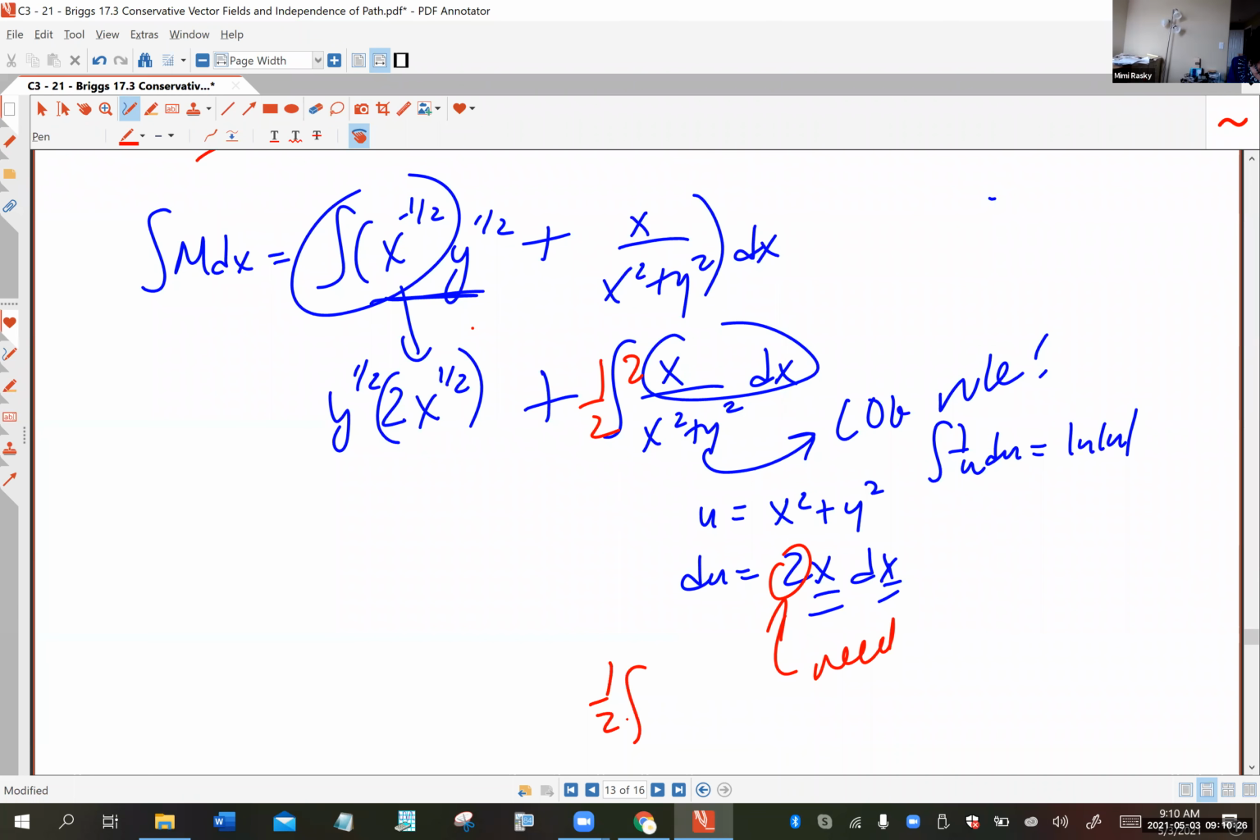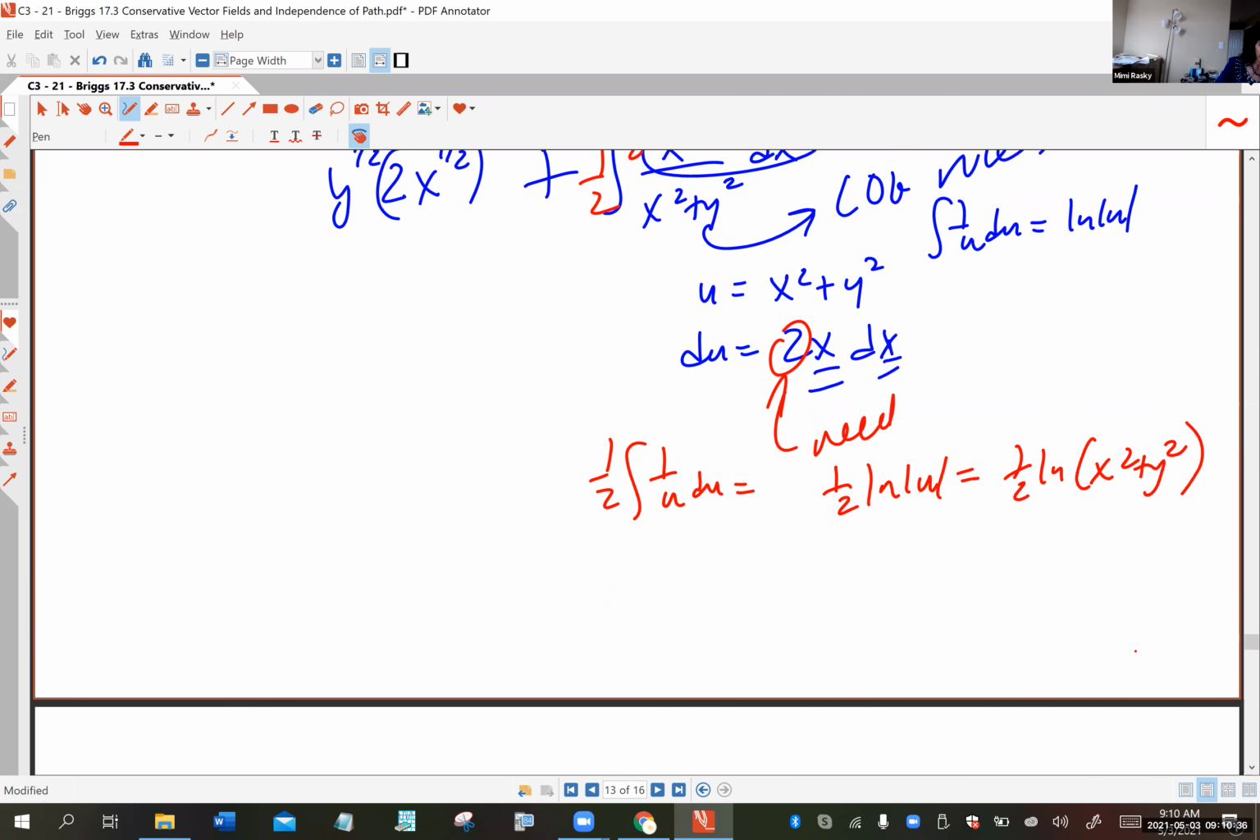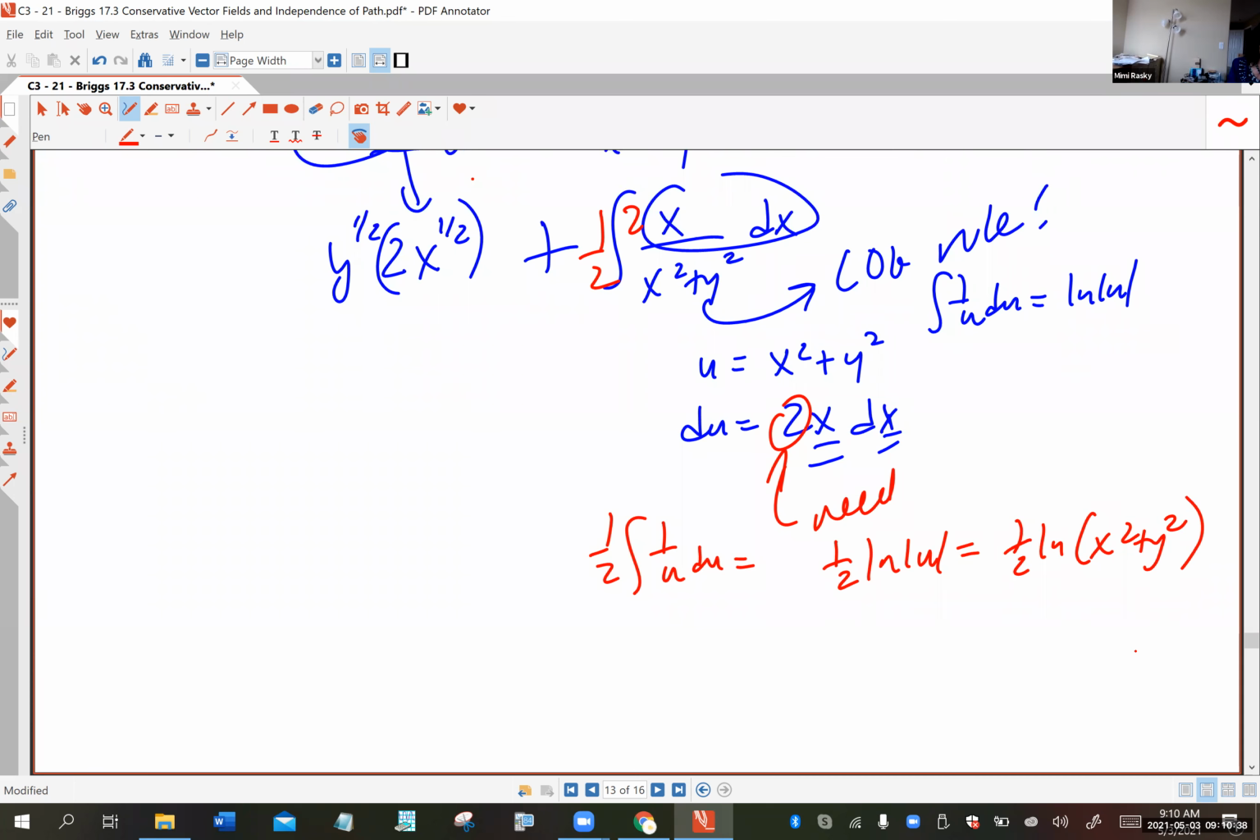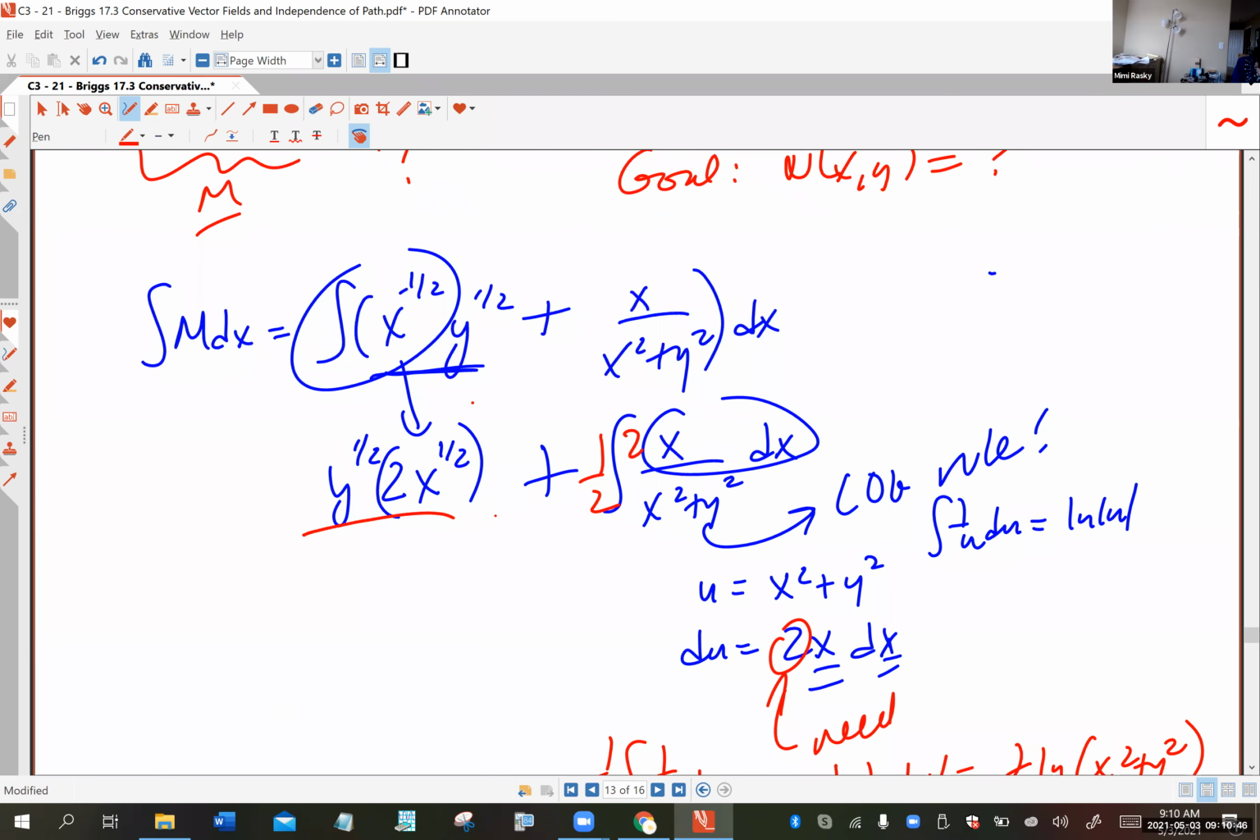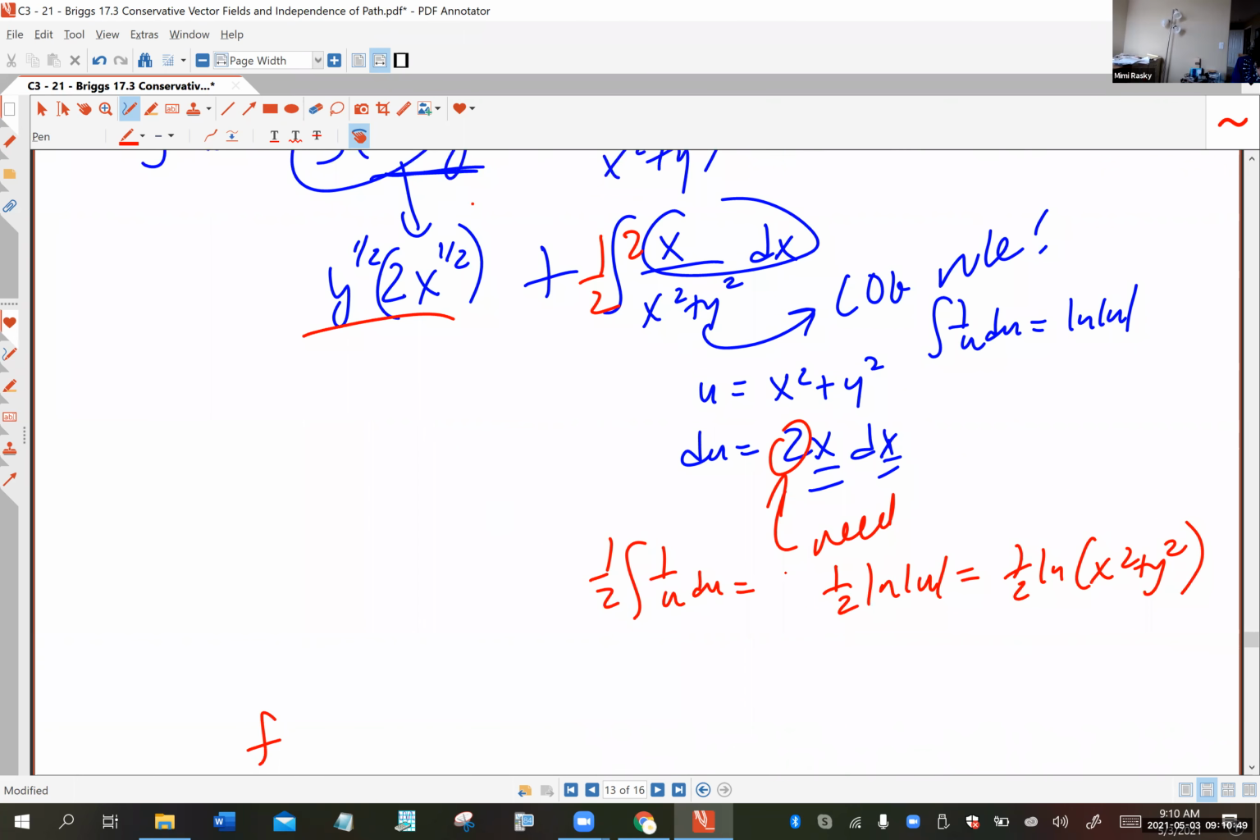And now this integral looks like 1/2 times 1 over u du, and so we'll get 1/2 ln u, but that's 1/2 ln, and I don't need the absolute value because x squared plus y squared is guaranteed to be something positive. So what do I have right now? I have that so far, and I'm not done. So let's clean up this problem here. I've got this plus this plus extra junk, and that's the key here, g of y.